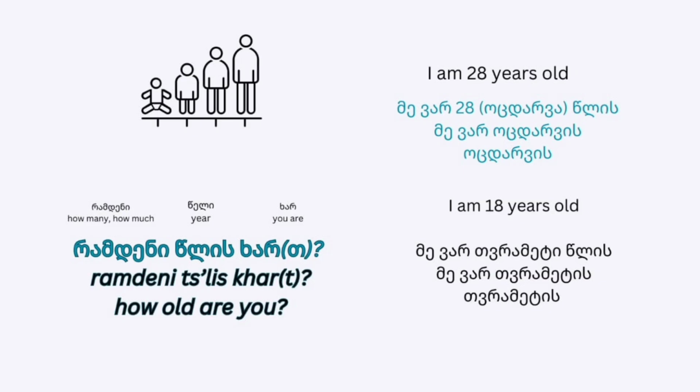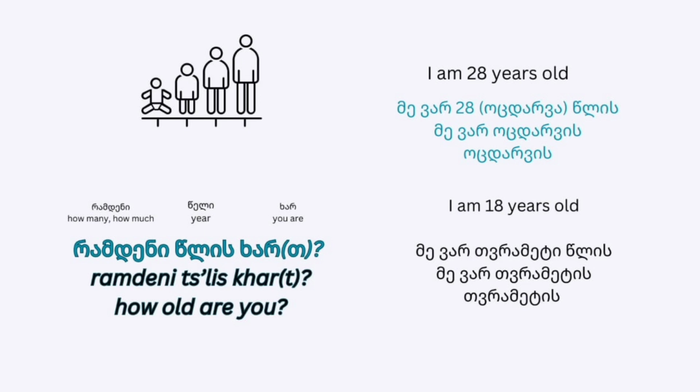For example, age. How do you say, how old are you? You say რამდენი წლის ხარ? If you want to say it in a polite form, you say რამდენი წლის ხართ? Რამდენი is how many, how much. Წელი is year and ხარ is you are, but we don't say რამდენი წელი ხარ. We say, I would say, of how many years are you. And it's რამდენი წლის ხართ.